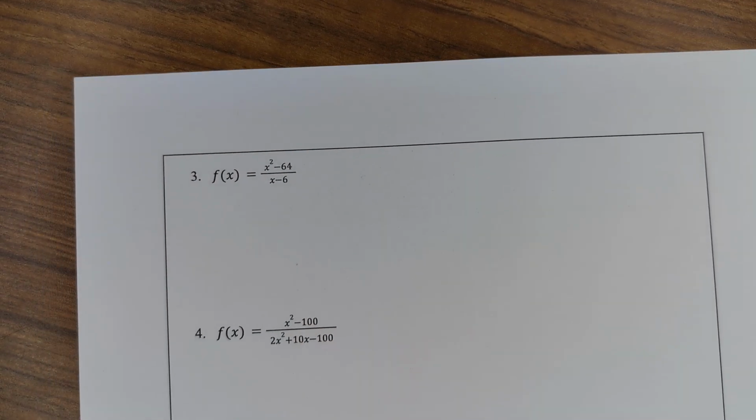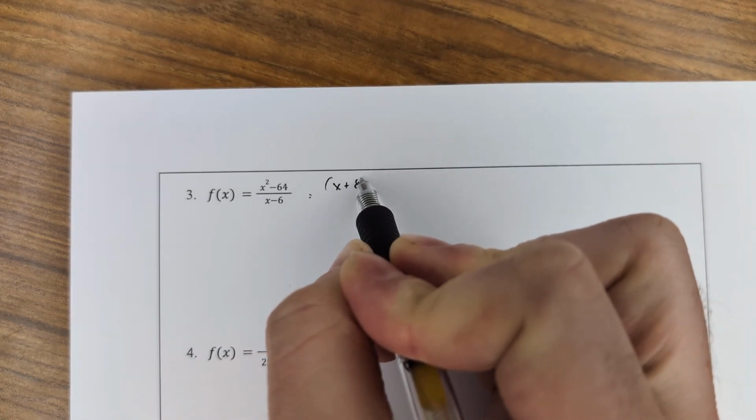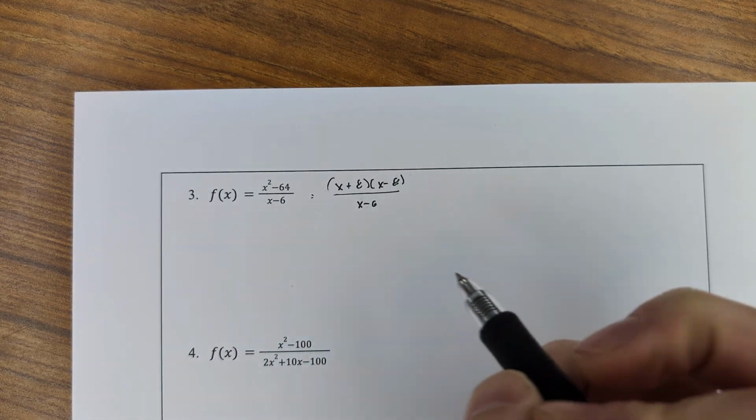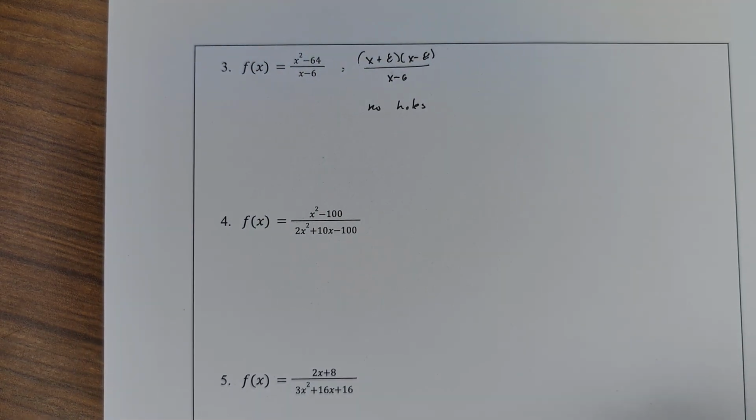Okay, so for number 3, let's see here. This will factor as x plus 8, x minus 8, and on bottom, x minus 6. So once again, nothing cancels. No holes. Eventually we'll probably get one.